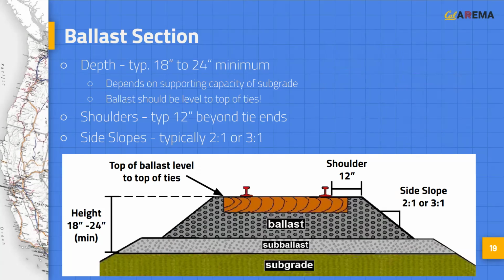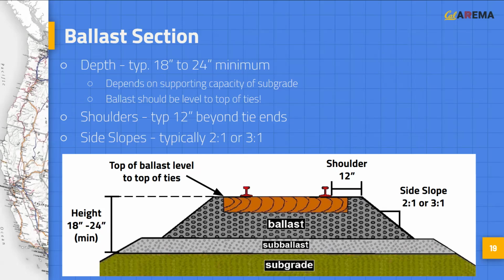The depth of ballast required is a function of the supporting capacity of the subgrade, where the depth of ballast beneath the tie must be sufficient to distribute the pressure to within the bearing capacity of the subgrade. Usually, a minimum depth of 18 to 24 inches split between the ballast and subballast is required to achieve uniform distribution. In general, ballast should be dumped such that it is level to the top of ties for maximum track stability, as track stability derives from the frictional interface between the bottom and sides of the tie with the ballast.